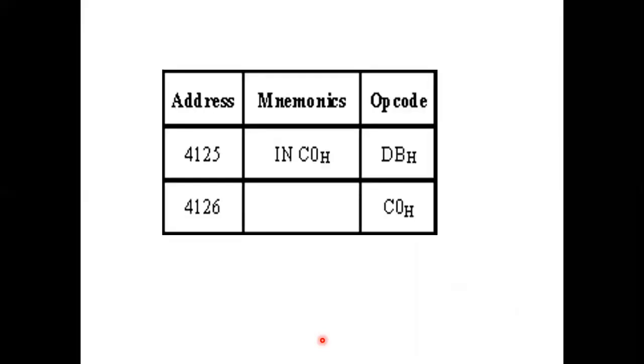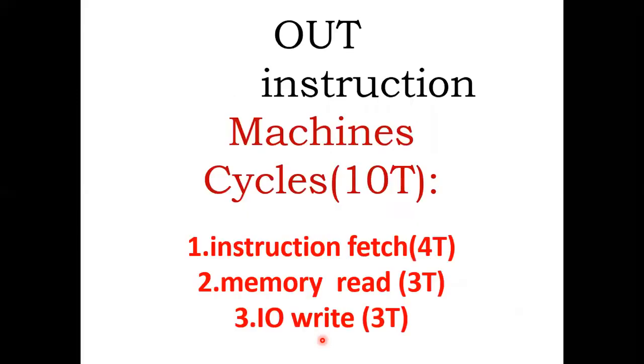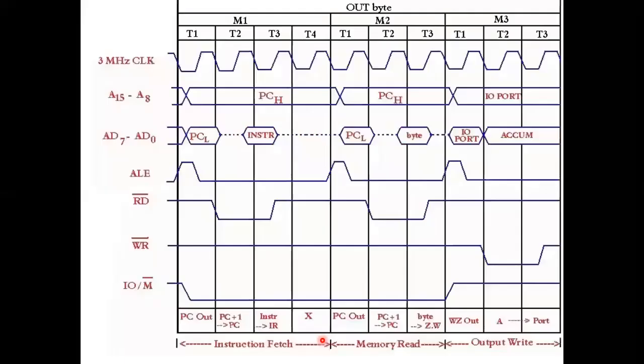That is 4125 and 4126. It is a 2-byte instruction, so we are defining the 2 input values. Okay, this is the timing diagram. Machine cycle 1, machine cycle 2, 3. First one is opcode fetch, second one is memory read, and final one is input output read. Then clock pulses, then AD8 to AD15, then AD0 to AD7, ALE, already told, then read. So finally input output read. This is the concept.